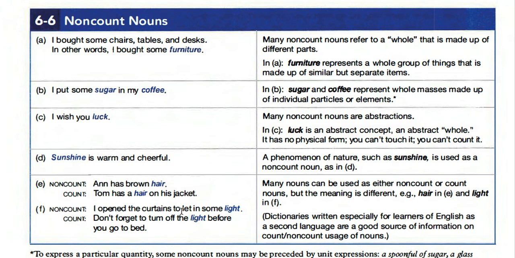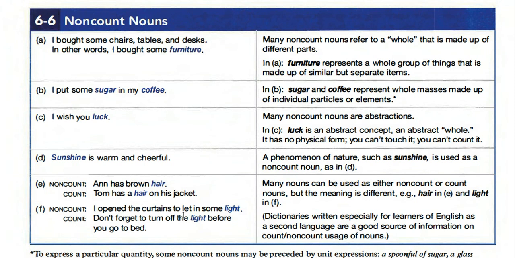I open the curtains to let in some light. Don't forget to turn off the light before you go to bed. So here in that example we can check out the point. If I say don't forget to turn off the light, it means the light in the room. The light in the room, I just mean maybe one lamp in the room, and that's why I put that. But in general, the light of the sun is non-countable.